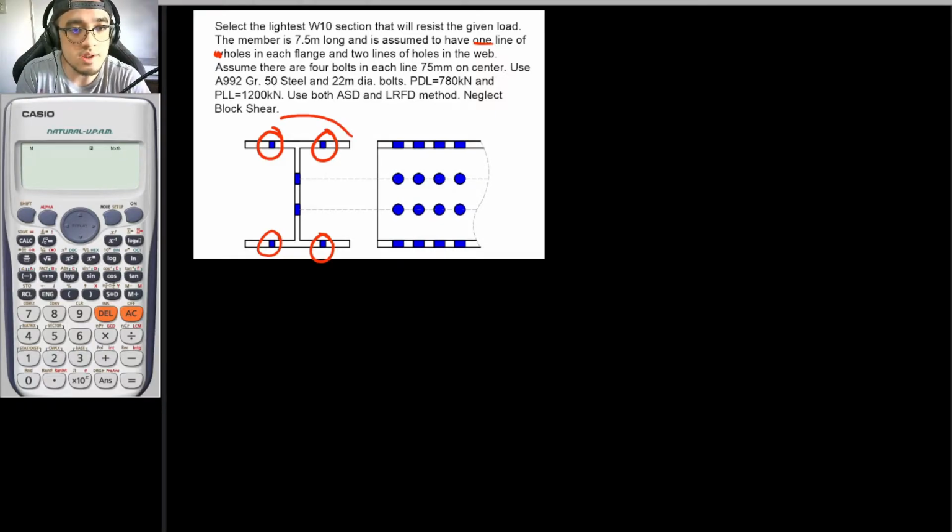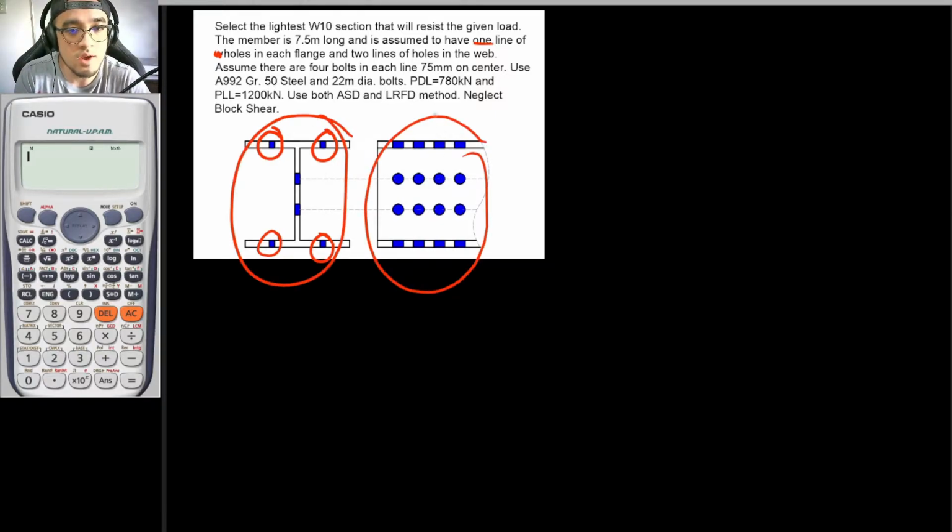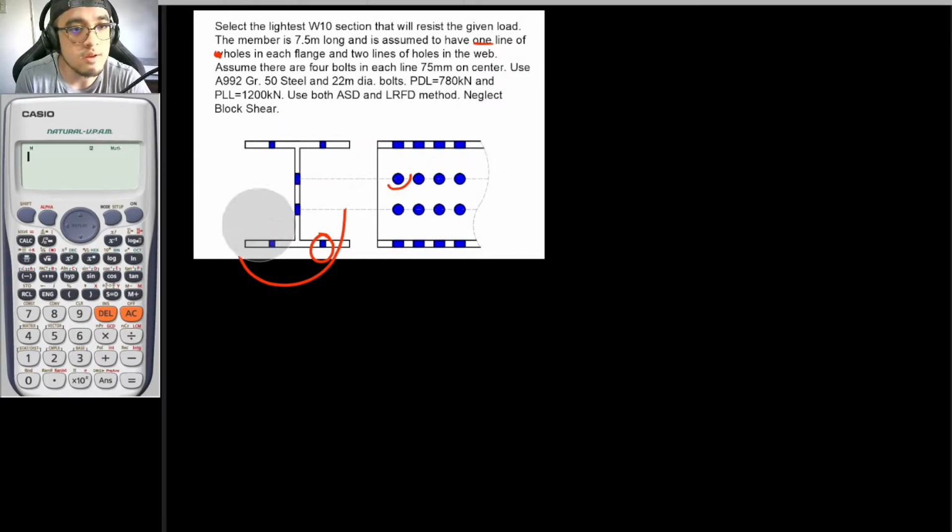So this is to be its front view and this is to be its side view. Per line, it would be having four bolts each line. It is also said here that we would be using A992 grade 50 steel, and by that itself, we already have our material strength parameters here. And of course, we must have diameter bolts. In here, guys, we will be using 22 diameter bolts. This should be in millimeters and not in meters.